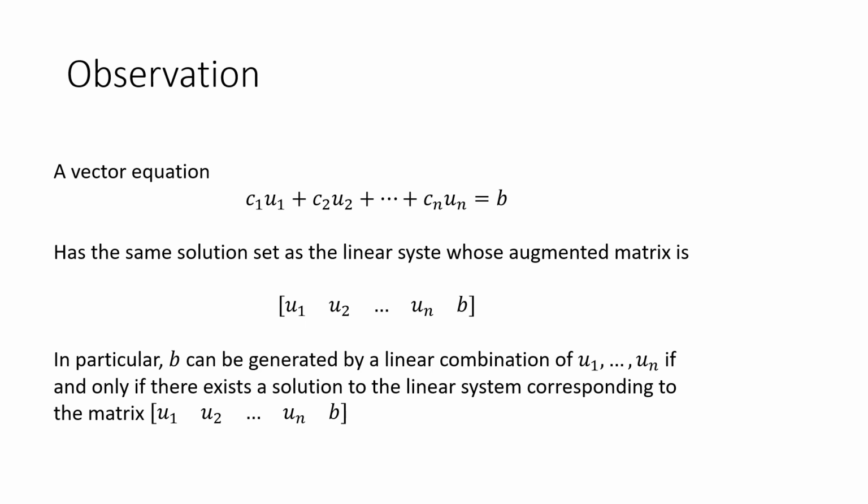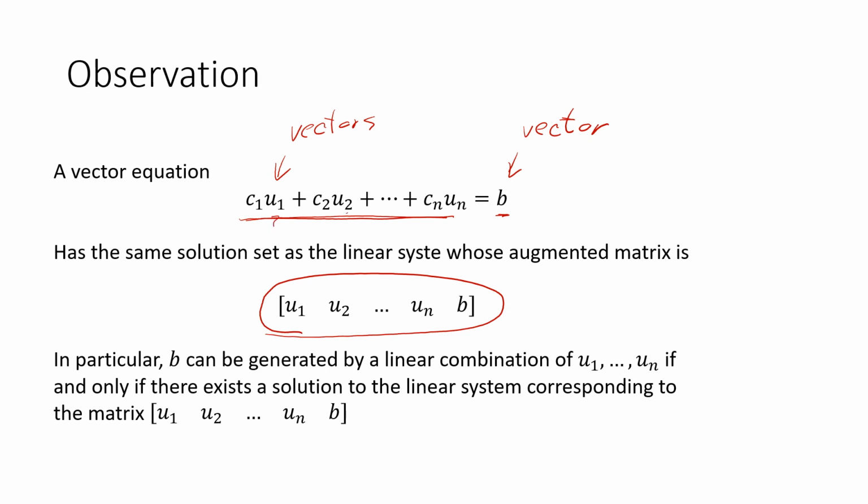So, an observation out of this. A vector equation is a linear combination where the u's are vectors and the b is a vector. So a vector equation is a linear combination of vectors equals a vector, where all the vectors are the same size. That's called a vector equation. It has the same solution set as the linear system of equations whose augmented matrix is that.